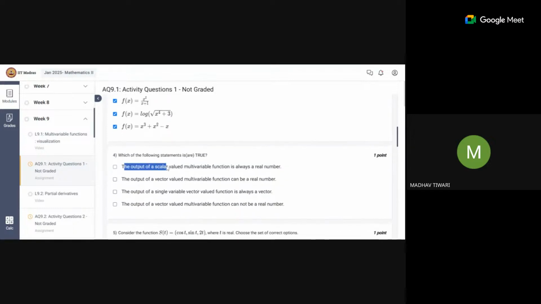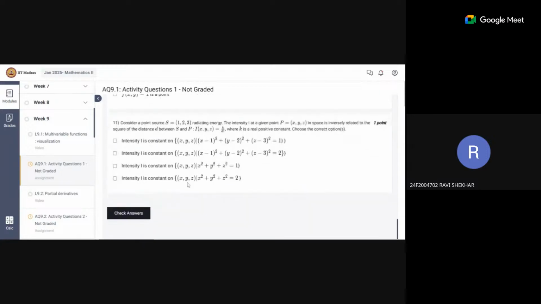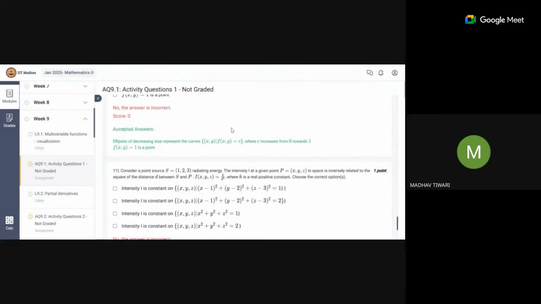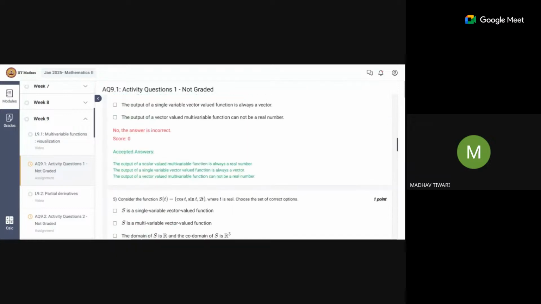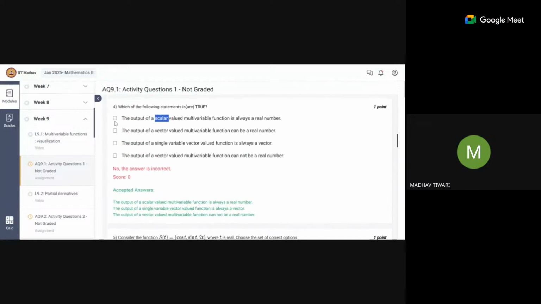Next is the output of a scalar valued multivariable function. Multivariable means the domain has more than one dimension. The question asks about the range. Range is scalar, so it will be a real number, right? Yes. But it can be a complex number as well. Let me check this, because if complex numbers are allowed, then it can be. In lectures we have not been taught complex numbers, only real numbers. Let me check. Yes, that's fine, complex numbers are not there, so real numbers you can use.